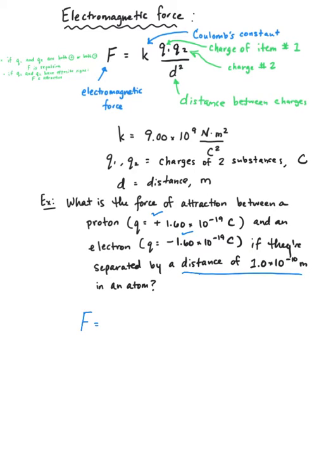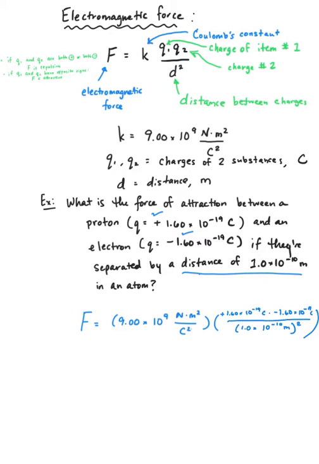To calculate the force of attraction between this proton and electron, we multiply 9 times 10 to the 9 newtons times meter squared per Coulomb squared, times Q1, that was positive 1.6 times 10 to the minus 19 coulombs, times Q2, negative 1.6 times 10 to the minus 19 coulombs, all divided by distance squared. That's 1.0 times 10 to the minus 10 meters, quantity squared.